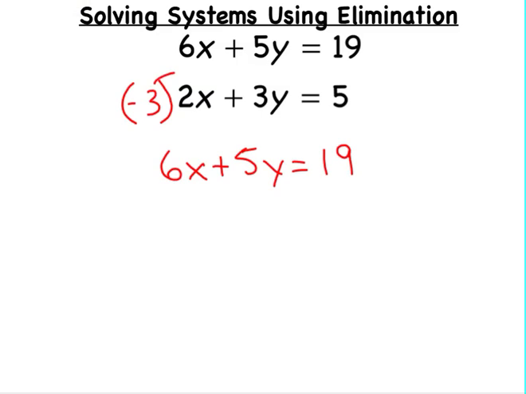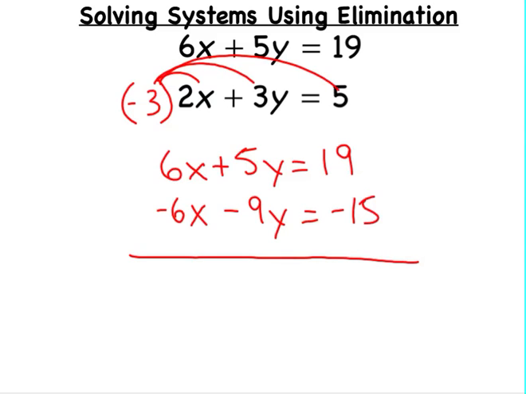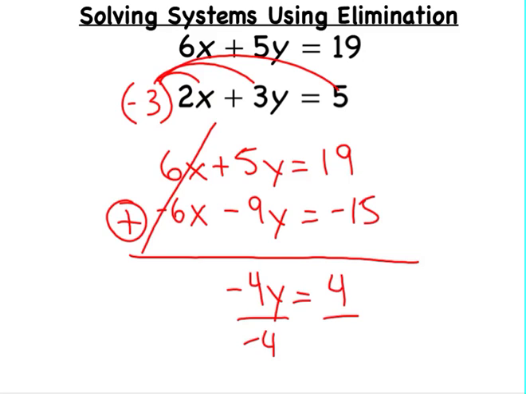And now when I multiply the second equation, I get negative 3 times 2x is negative 6x, which is what I want. I get negative 3 times 3 is negative 9y. And negative 3 times 5 is negative 15. When I add these together, they go away. So remember, I'm adding my equations together. Always adding. So that's why I want opposite signs. Now I add 5y to negative 9y, and I get negative 4y. And 19 plus negative 15 is 4. Divide each side by negative 4. And that gives me negative 1.